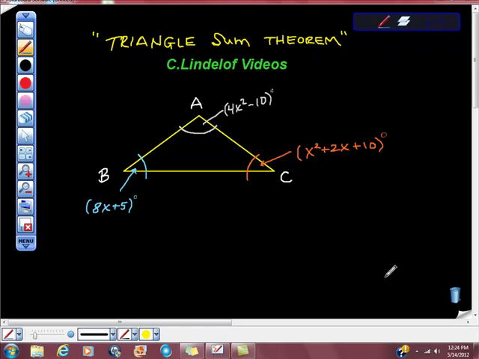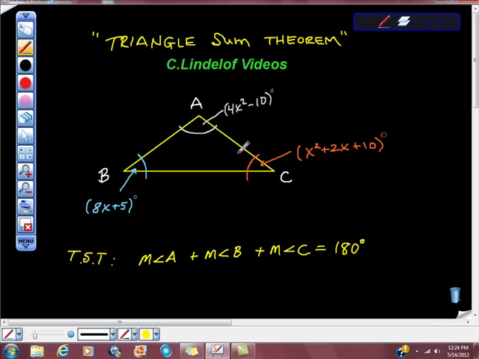Okay, triangle sum theorem. This is, I think, my third video on this, and I think it's going to be my last one. I just want to make sure that we had a chance to really look at this, and just want to remind you that triangle sum theorem says this. A fact about triangles is that the measure of angle A plus the measure of angle B plus the measure of angle C will always give us 180 degrees.